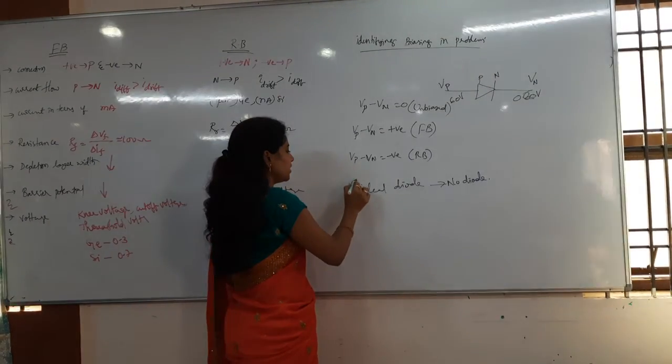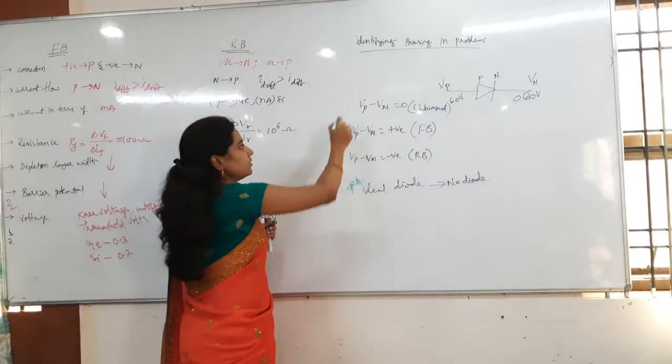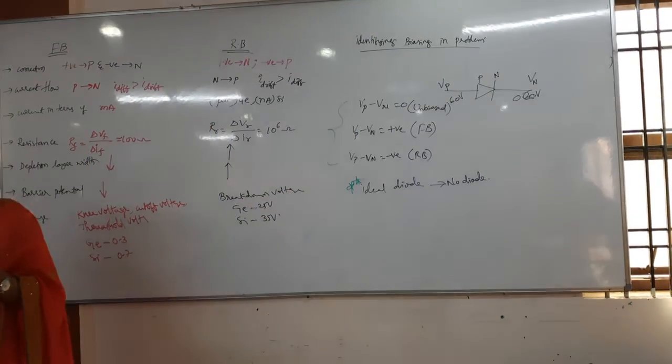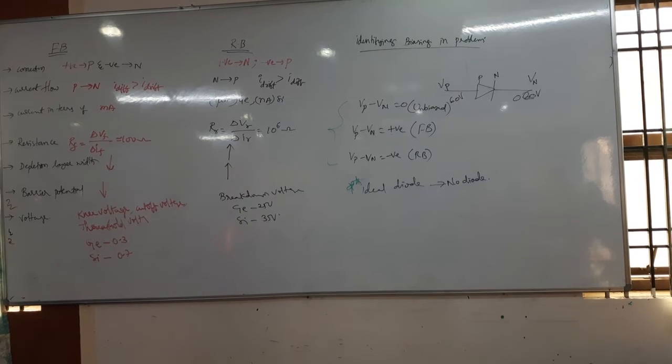So that is about the ideal diode concept. Whenever we solve the problems, you will get this word. Also, this is a short trick for solving the biasing concept. Copy that and we will do the problems.